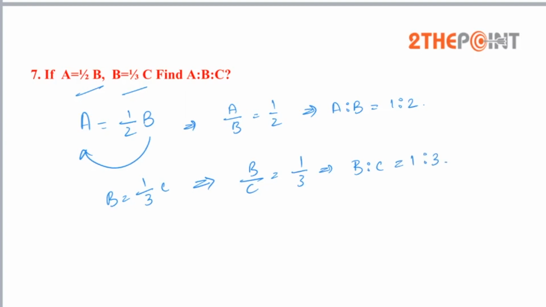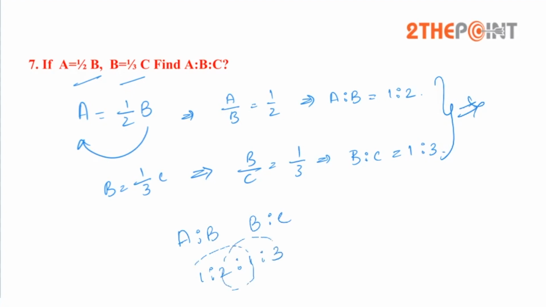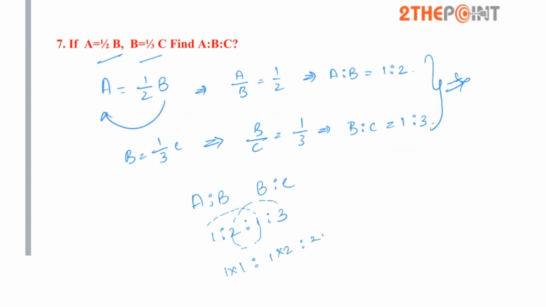As you can observe, this is similar to the previous problem. So calculate A is to B and B is to C, that is 1 is to 2 and 1 is to 3. Multiply in row form, that is 1 is to 1 is to 1, into 2 is to 2, into 3, which is equal to 1 is to 2 is to 6, the ratio A is to B is to C.